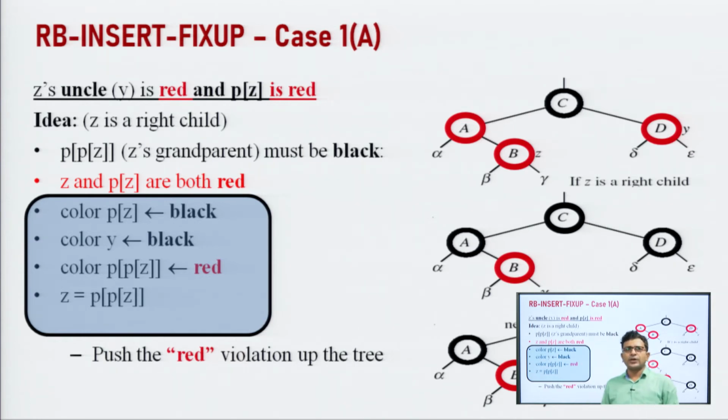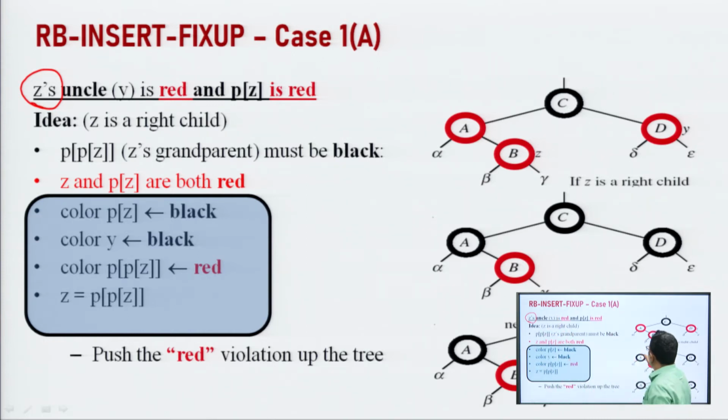Now, what is case 1a? The new node which you have inserted in a red black tree, the new node's uncle y is red in color and the parent of z is red. If this is the case, then this is case 1a.